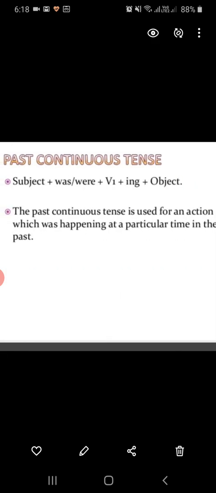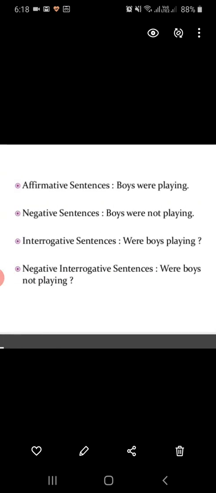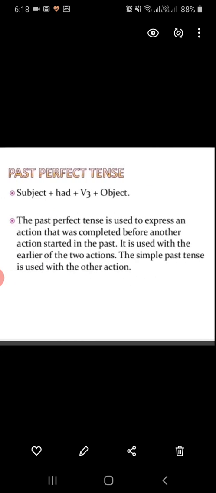Past continuous tense, subject plus was, were plus first form of the verb plus ing plus object. The past continuous tense is used for an action which was happening at a particular time in the past. Affirmative, boys were playing. Negative, boys were not playing. Interrogative, were boys playing? Negative interrogative, were boys not playing?